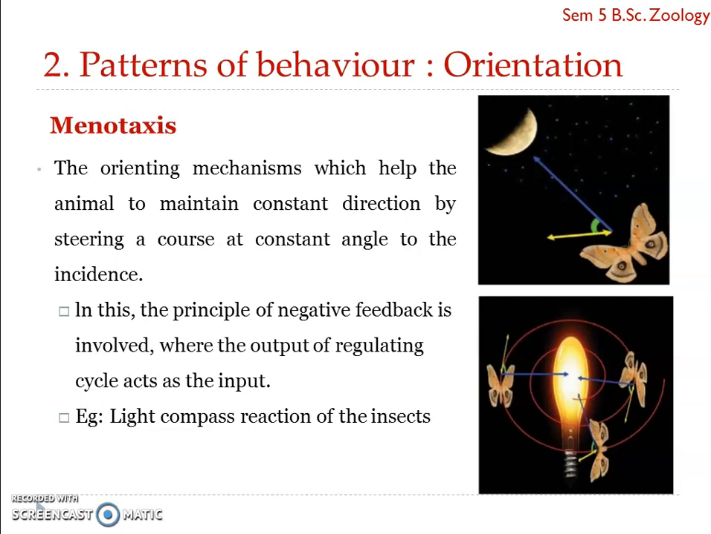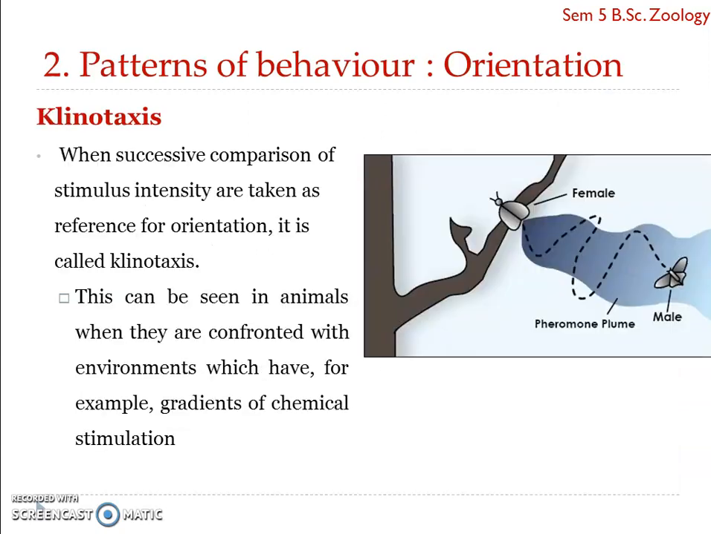Okay, ants, bees, and locusts may be fooled with a mirror that reflects the sun's rays, and then the insect will go in a different direction, completely opposite to that which they would normally take. So here it is actually the directional movement with respect to the source of the stimulus. Okay, so we have menotaxis.